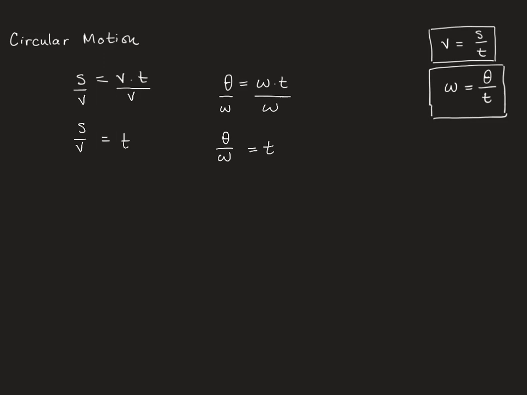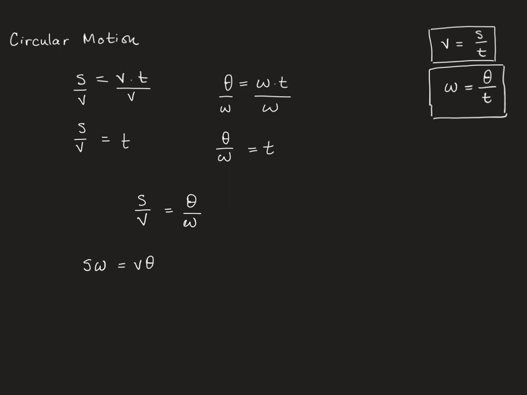Then, given that these two formulas tell us different things about the same situation, the amount of time involved is the same amount of time. So let's set these two times equal to each other. In other words, T has to equal T. So therefore, S over V also has to equal theta over omega. Okay, now let's cross multiply, and I get S times omega equals V times theta.